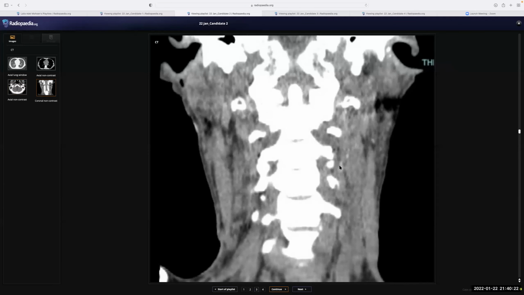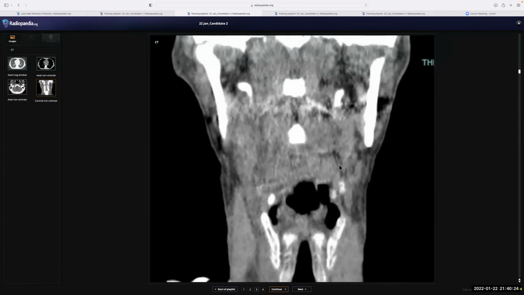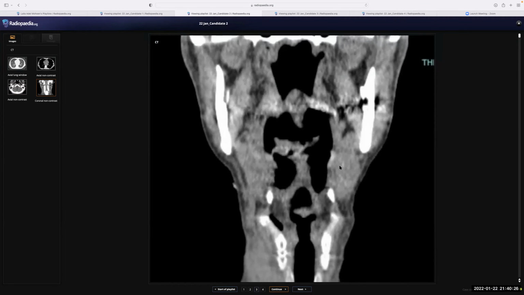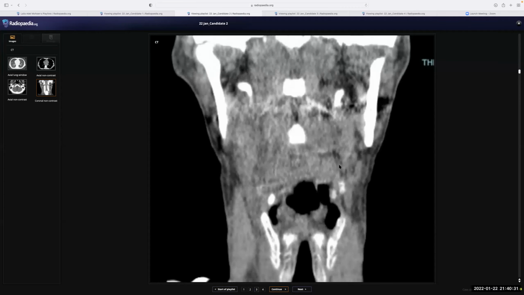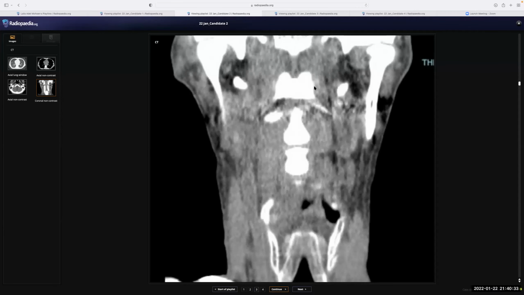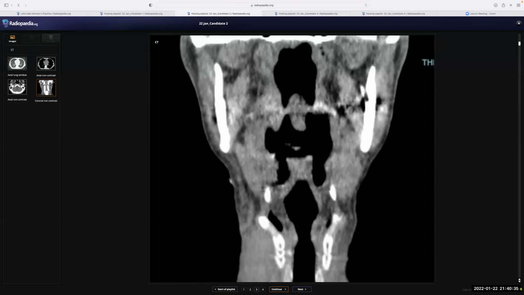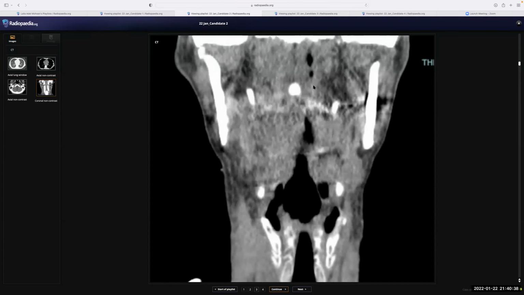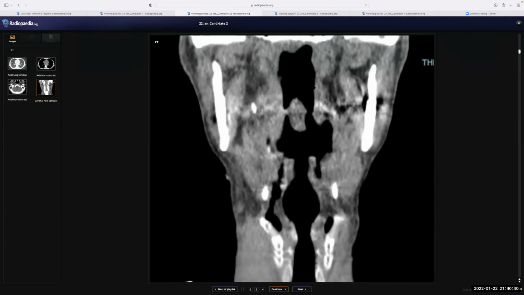biopsy. I've also been provided with a coronal unenhanced neck. And I think the abnormality I can see here is a sort of asymmetry in the right side of the nasopharynx when I compare it to the left.